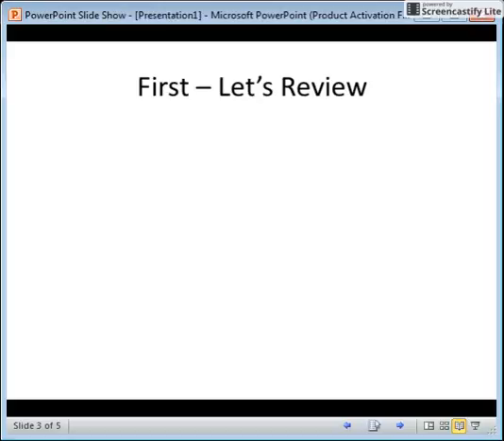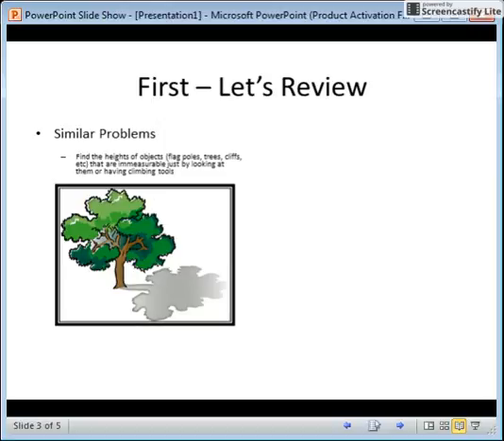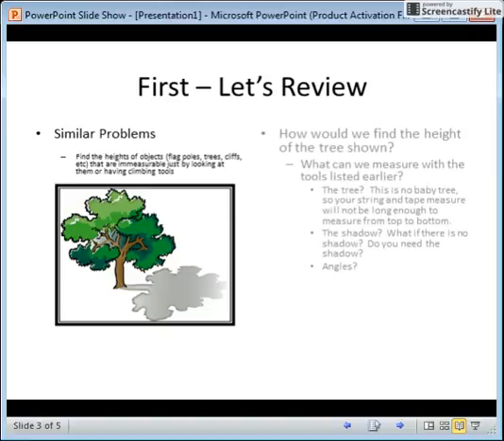Now, before we go out measuring, let's review a little bit. We solved similar problems in Chapter 8, including finding heights of trees, flagpoles, cliffs, and other very tall objects. How would we find the height of the tree shown? We need to figure out what parts of this diagram we could measure. This is not a small tree, so we will not climb, and our tools are not long enough to use in this way. Can we measure the shadow?